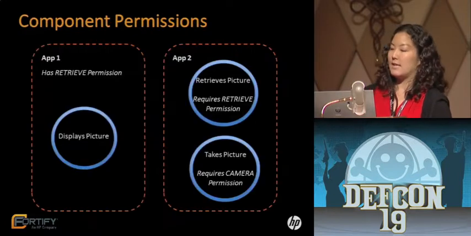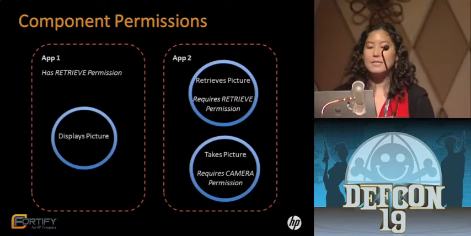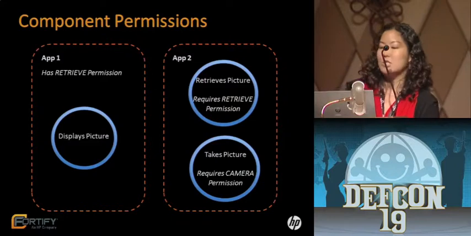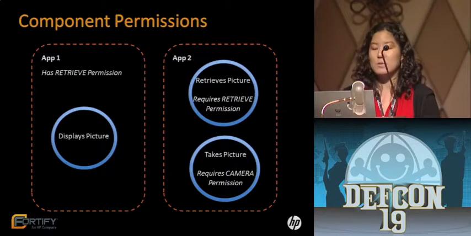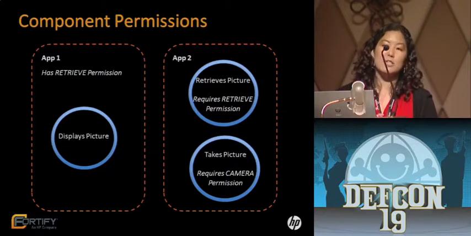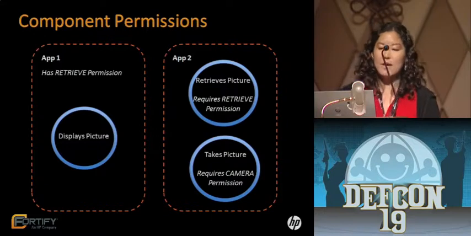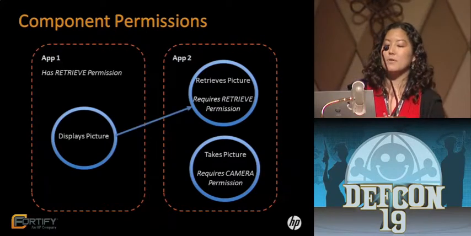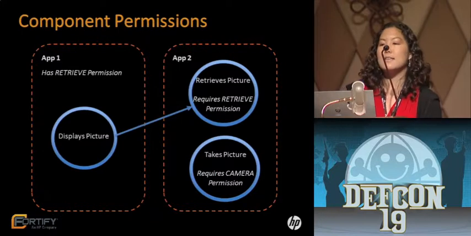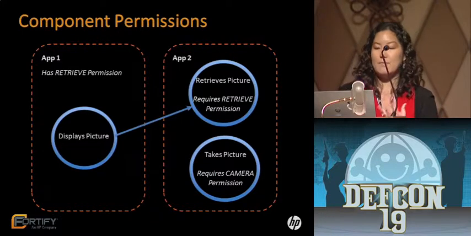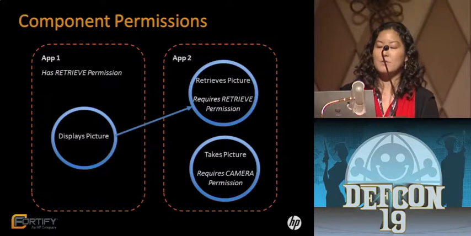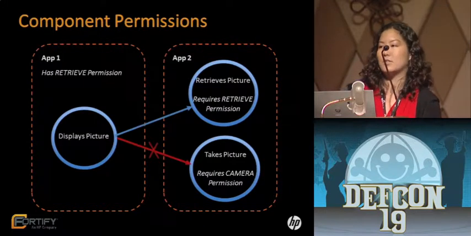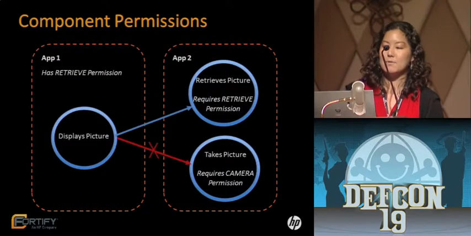An example of that second requirement: on the right side we have application 2. This has two public components. One retrieves a picture and it requires the retrieve permission. The other one takes a picture and it requires the camera permission. And then on the left-hand side we have an application and it has the retrieve permission. So in this example, the displays picture component in application 1 can send an intent to the retrieves picture component because it has the retrieve permission. It can't send the intent to the takes picture component because it doesn't have the camera permission.